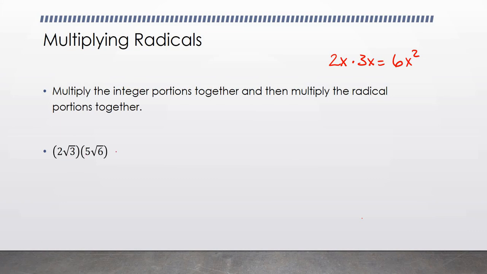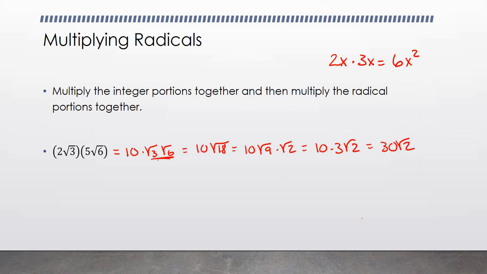2 root 3 times 5 root 6. 2 times 5 is 10. And then I've got to multiply root 3 times root 6. So that's 10 times the square root of 18 using our product rule. And then I've got to be careful because this can be simplified now. Root 9 times root 2. That's 10 times 3 root 2. And my final answer is 30 root 2. So as with everything else, once I've done my operation, I have to look to see if I can simplify.